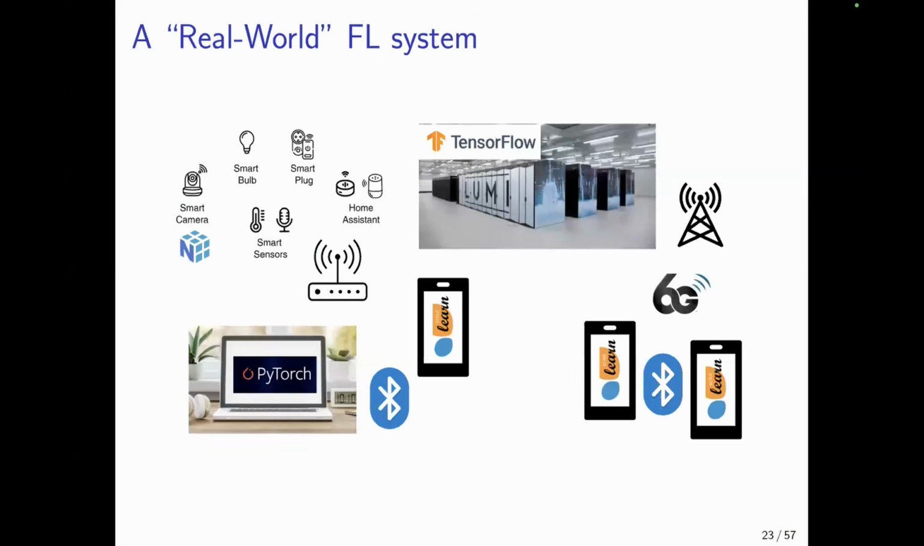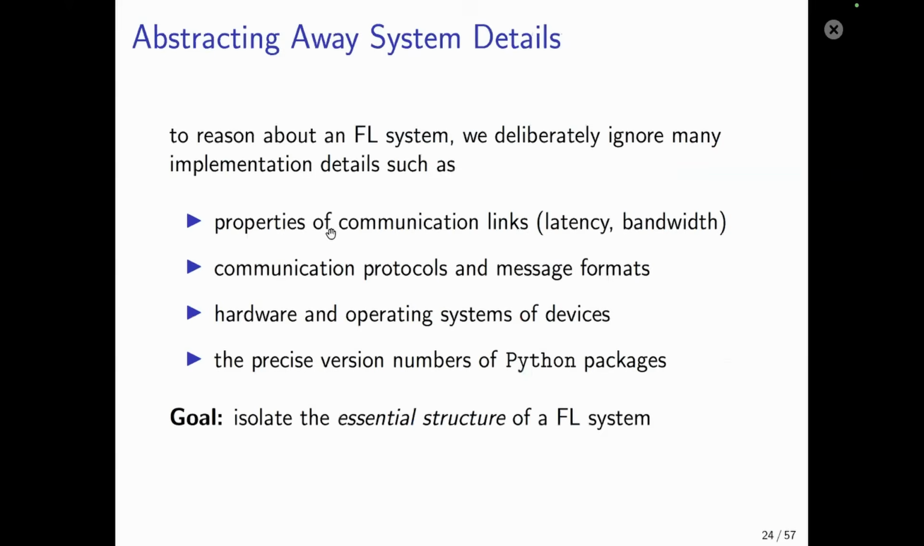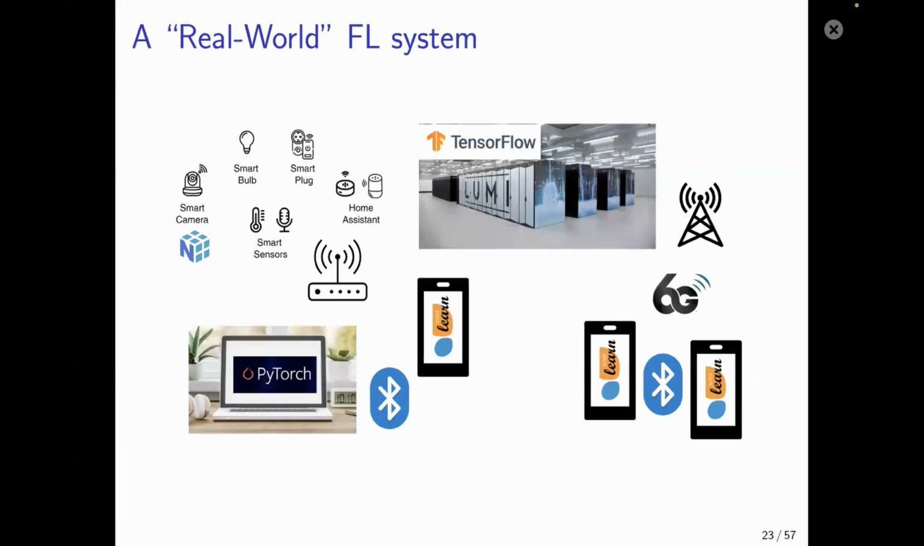Okay, so a real-world federated learning system can be very complicated, with a lot of different devices. Maybe some of you already have smart homes, and in some of these smart homes the light bulbs are smart. You can buy, in your favorite consumer electronics shop, at least in Austria and in Finland, light bulbs with some intelligence. These light bulbs could be devices within a federated learning system. You can also include a bit more powerful light bulb, the LUMI supercomputer in Finland. So in principle, a federated learning system can be very heterogeneous.